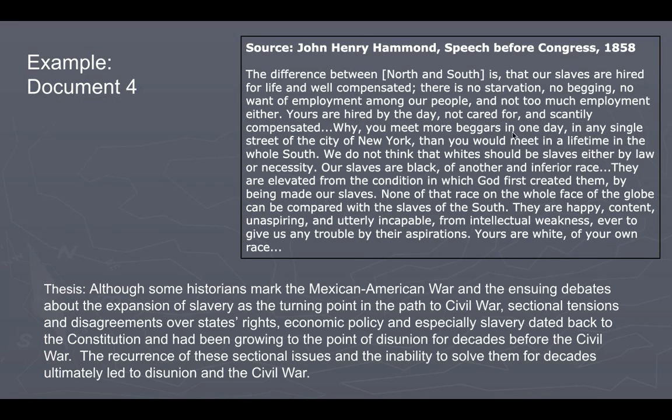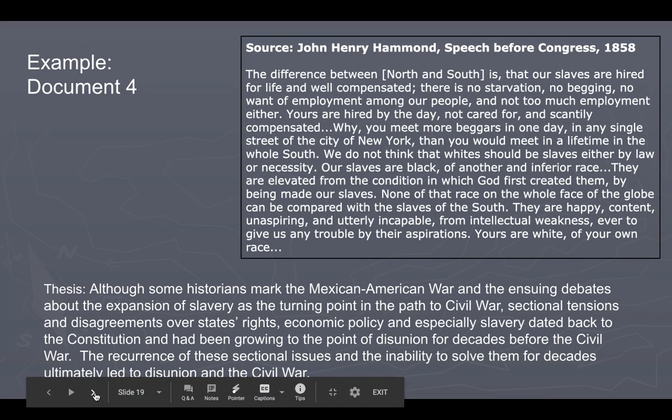And he is actually pointing out that slavery is better than living in the North as a laborer. He's pointing out that there's way more starvation, and that workers in factories are taken care of even less than the slaves are in the South. So it is an interesting approach to defending slavery, but nonetheless, he gave it before Congress.